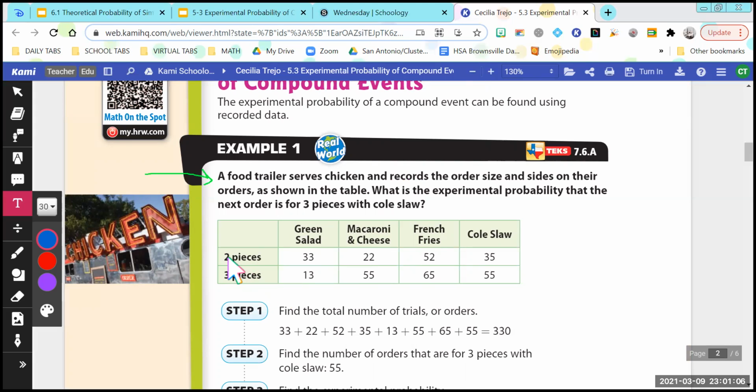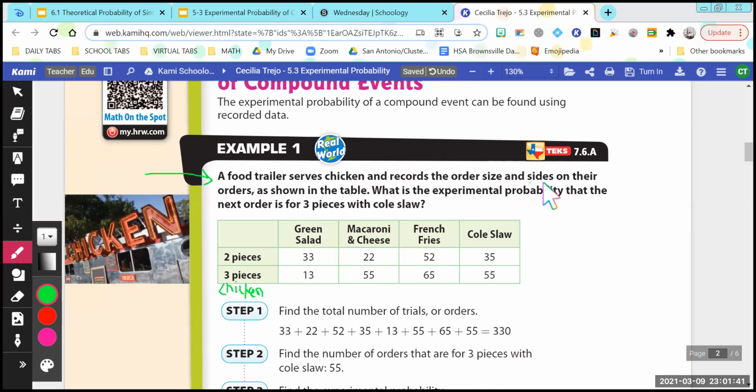And I see two pieces, I see three pieces, I see a green salad, macaroni and cheese, french fries, and coleslaw. So this particular food truck sells chicken. This two piece and three piece is referring to the chicken. I'll put here, as best I can with my mouse, chicken. Sorry, it's not going to be the best. So that means they sell two pieces of chicken and three pieces of chicken.